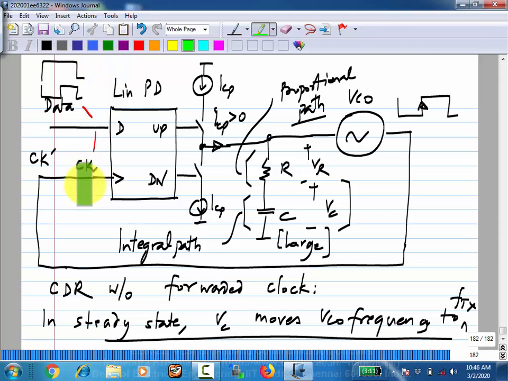But what will happen to the clock? It won't move at all, because every time there is a transition, this is showing only zero phase error. It won't change. So it won't recover the frequency of the data in that case. It cannot. There is no information to do that. Okay.